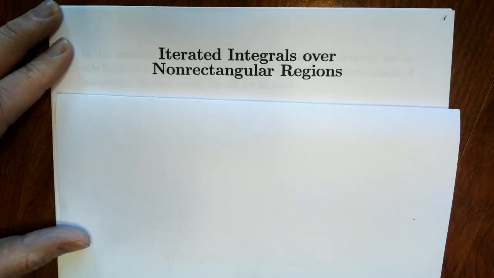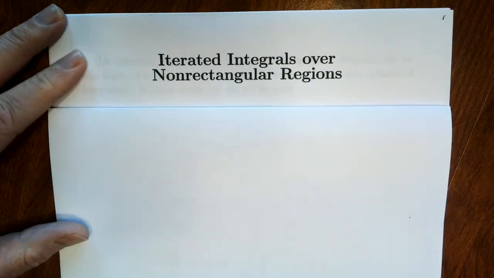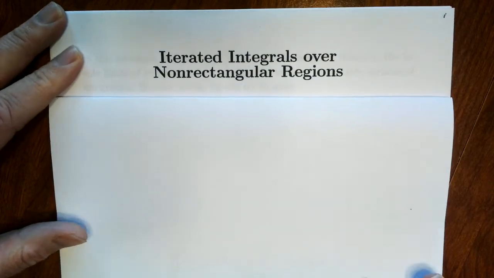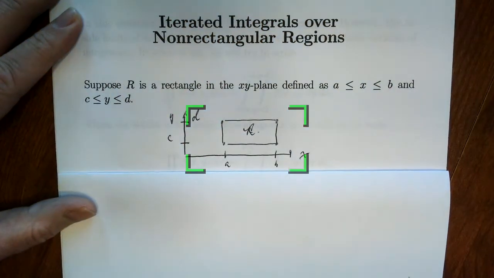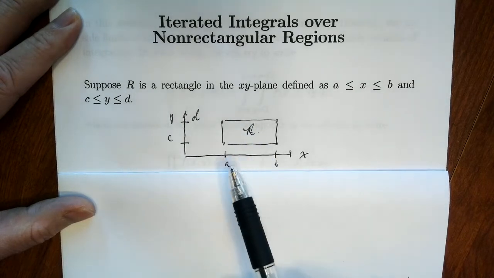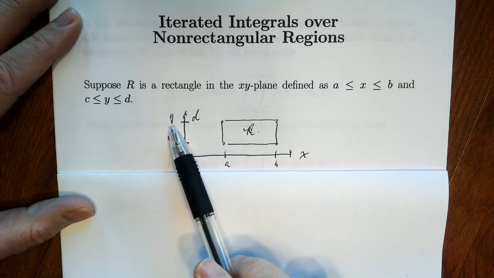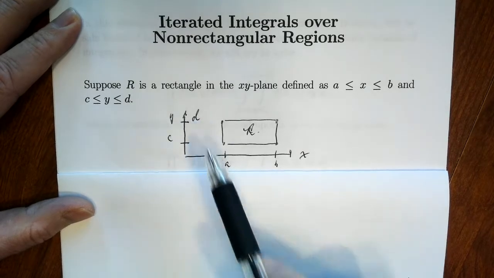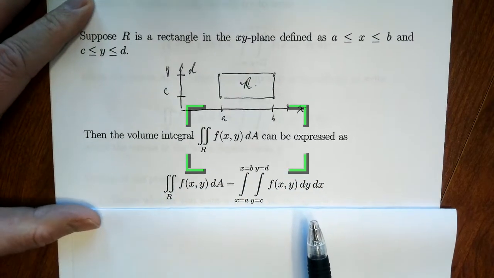The purpose of this video is to introduce the idea of iterated integrals over non-rectangular regions, regions that are not rectangles. So let's consider a simple case of when we do have a rectangle in the xy plane. Let's suppose that we label that rectangle R, and it has endpoints a and b along the x-axis and c and d along the y-axis. Then we know that we can write the volume integral a couple ways.